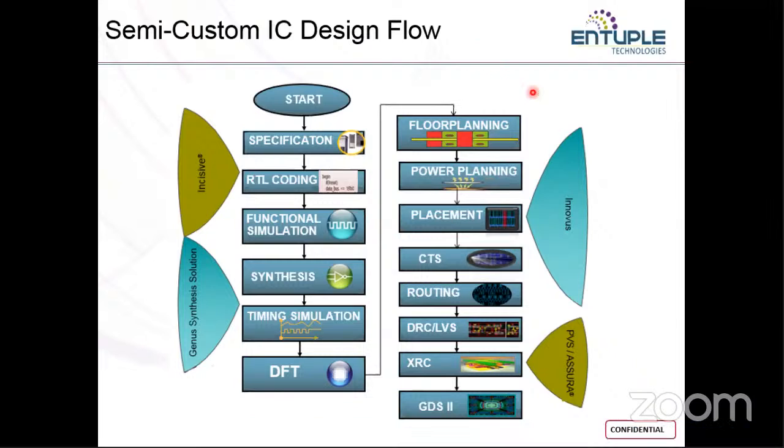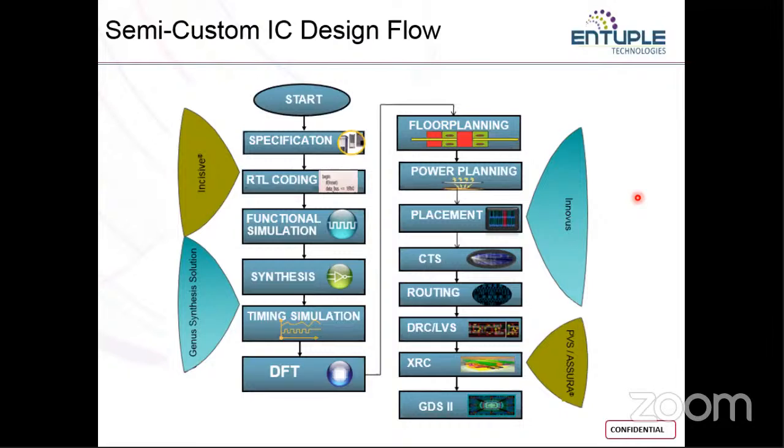Okay. So XRC is parasitic extraction. As usual, the physical verification process will be taken care of by tools like PVS or Assura. And once you are satisfied with your design, you'll be moving into the GDS file generation. The last three steps you have already seen in your full custom IC design, and it is the same thing.